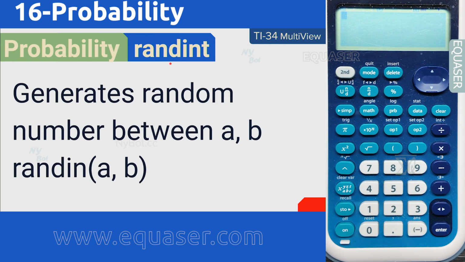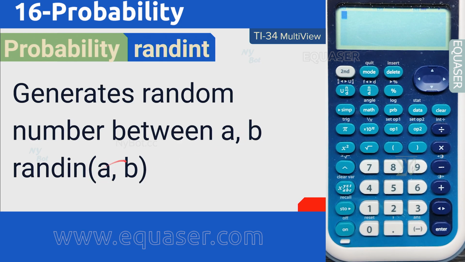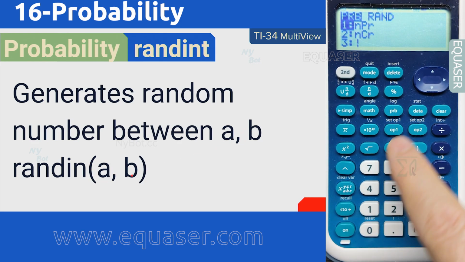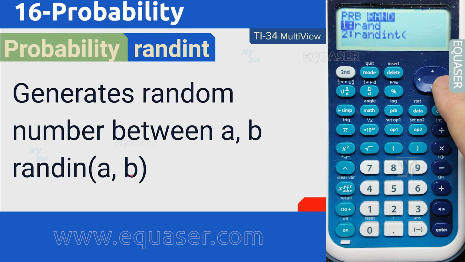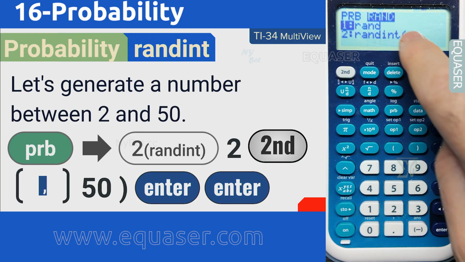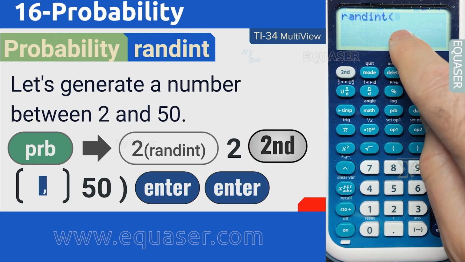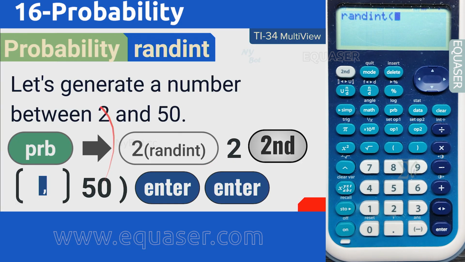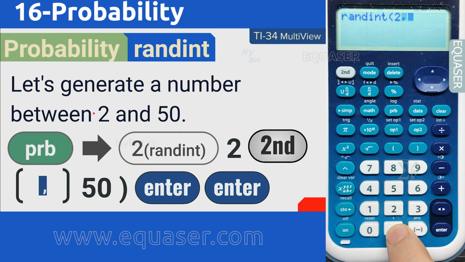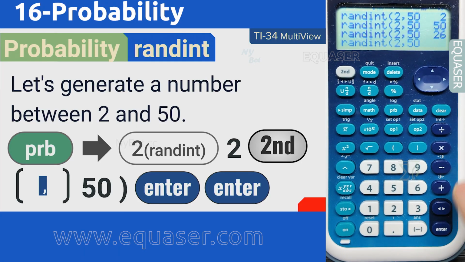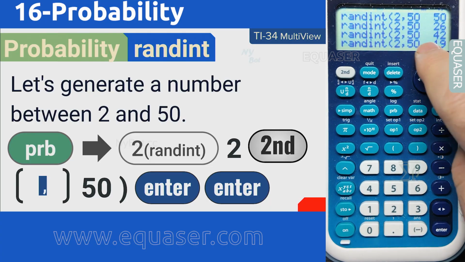Now randInt generates a random number between A and B. PRB, rand and then 2. Now enter 2 to 50. 2 shift comma and 50. It generates, and if I press it again, it should print 50 and then 26, 42. So between 2 and 50.